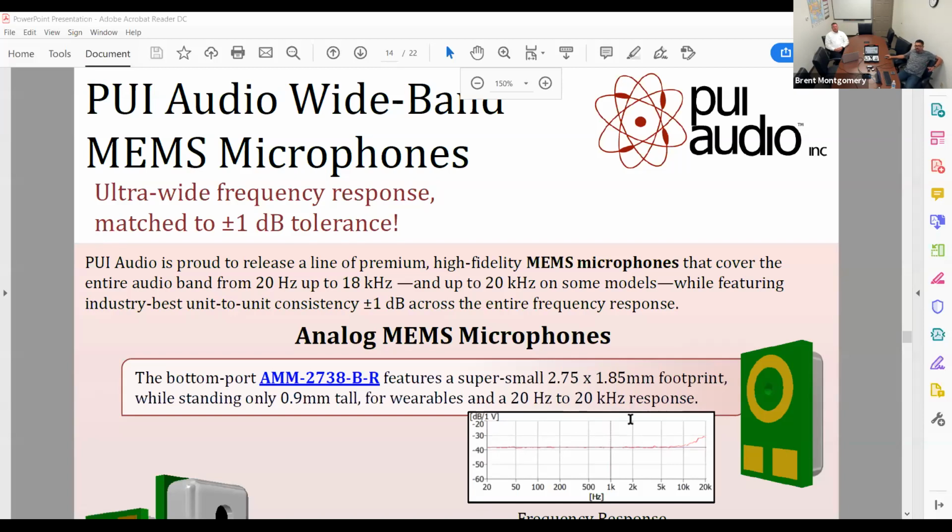So we've got a question here. What is the future of hearing devices? What's the smallest size available in this MEMS microphone for hearing devices? For hearing devices, the 2.75 by 1.85 is the smallest that we offer. I think it's the smallest in the market as well, and it's only 0.9 millimeters tall.